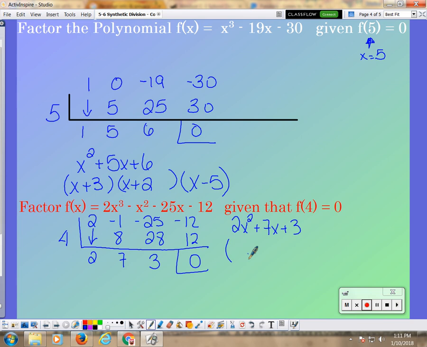And then I need to factor this, and it does factor into 2x plus 1 and x plus 3. And remember, I have a factor from this of x minus 4.